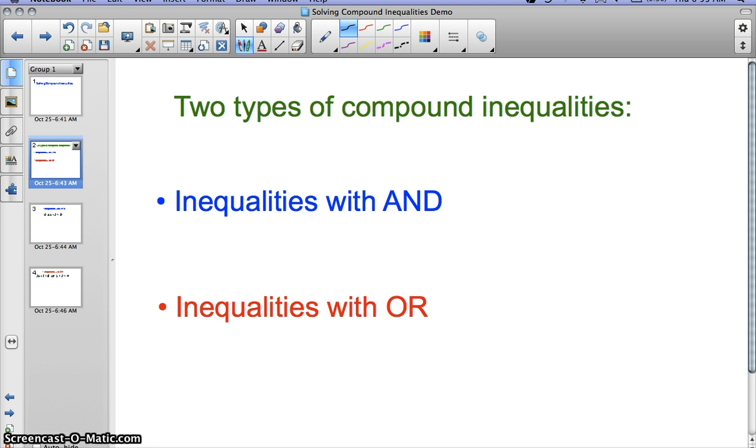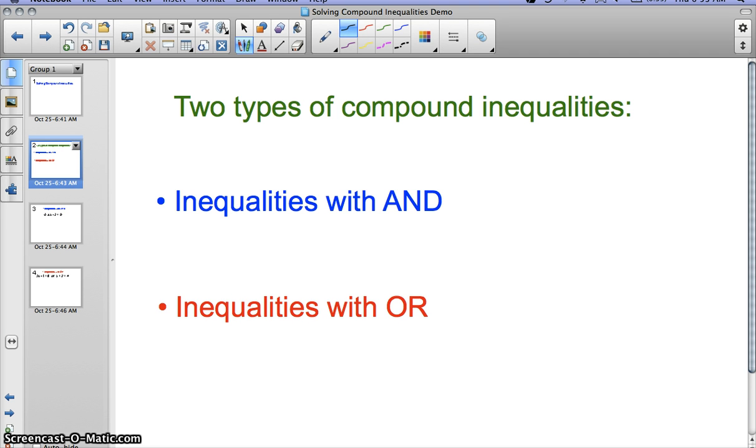Here's some examples. If I say the sky is blue and the grass is green, that is a true statement. The sky is blue and the grass is green. If I say the sky is blue and the sky is green, that is a false statement. The sky is not blue and green. It's just blue. All right?